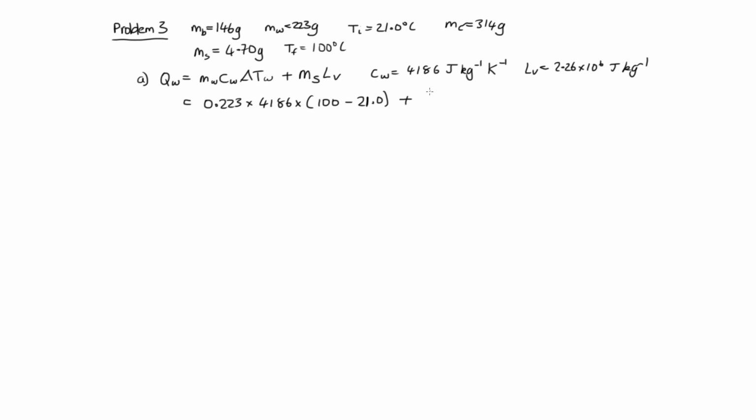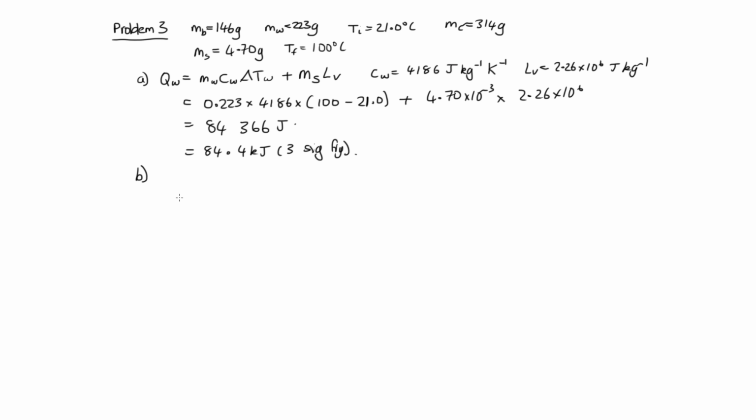So that's the mass of the steam, 4.70 times 10 to the minus 3 to get it into kilograms, and then times 2.26 times 10 to the 6. Solving this on the calculator, we end up with 84,366 joules, which we can write as 84.4 kilojoules, and that's to 3 significant figures. So that's heat which the water is gaining.